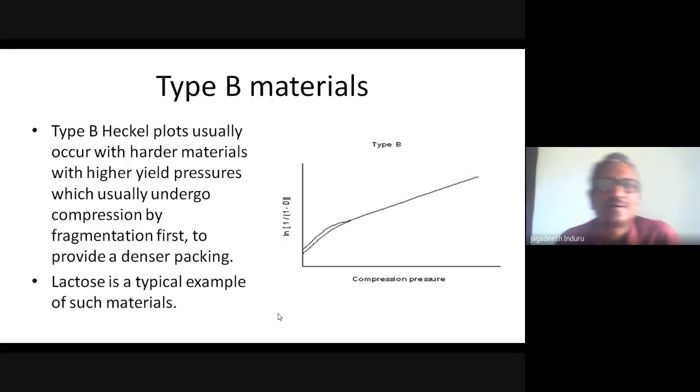But in type B particles, you have some yield point. Before the yield point, you have some elastic material behavior. After that, it behaves as a plastic. Lactose is an example of such a material. It is called a type B material.